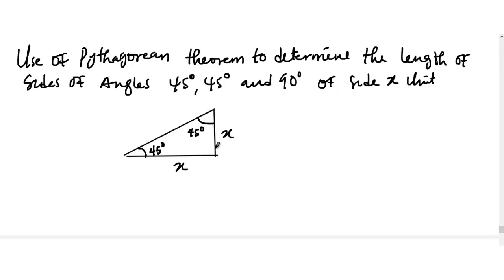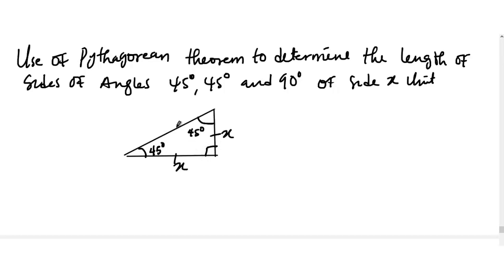Now, the reason why these are two of the same length is because it's an isosceles triangle basically. So the length of the sides will be the same. So we need to determine the hypotenuse. So how do we get the hypotenuse?